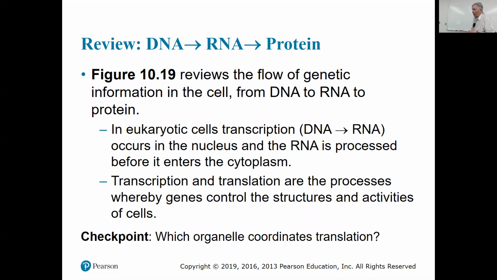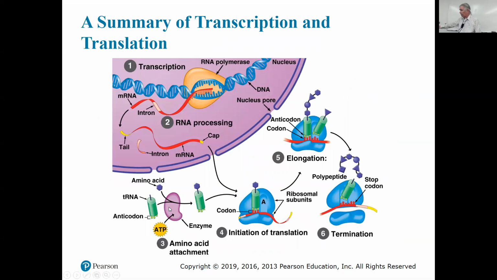Okay, the flow of genetic information itself from DNA to RNA to protein. In eukaryotic cells, transcription occurs in the nucleus. RNA is processed in the nucleus before it enters the cytoplasm. Actually, I think RNA processing takes place in the nucleolus, that special little area inside the nucleus. Transcription and translation are a process whereby genes control the structure and activities of cells. Which organelle coordinates translation? Ribosomes. And there it is.